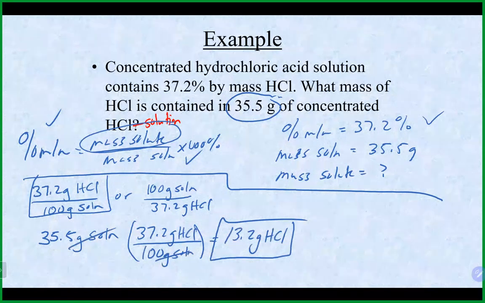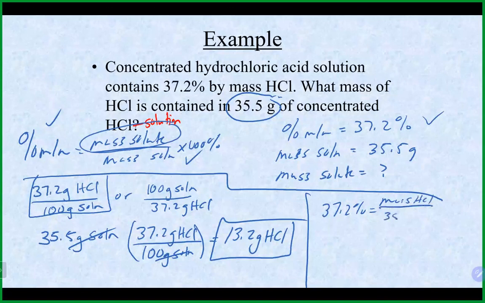So if you put it into the equation, you would have 37.2% equals the mass of the HCl divided by 35.5 grams times 100%. You would divide that and you would multiply that, which is essentially what we did the other way. So it should obviously come out the exact same.